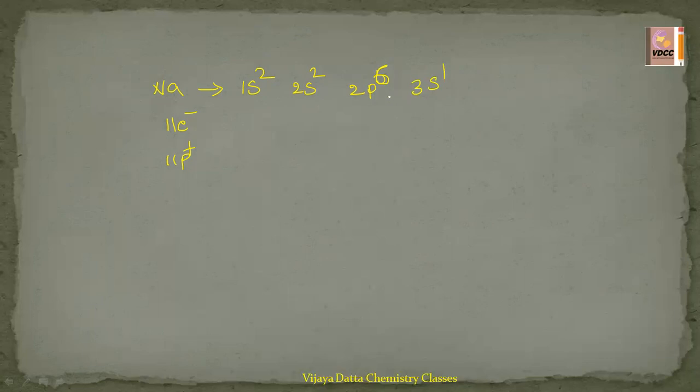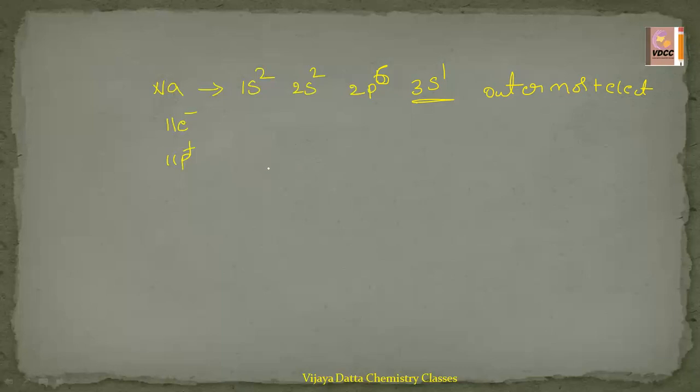So 3s1. What is the outermost shell here? The shell into which the last electron entered is called the outermost shell. In 3s, one electron is there, and that one electron is called the outermost electron.